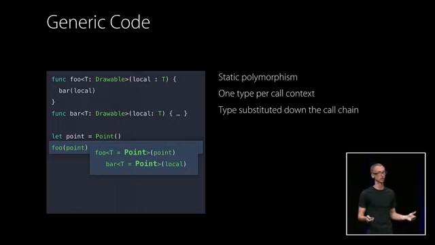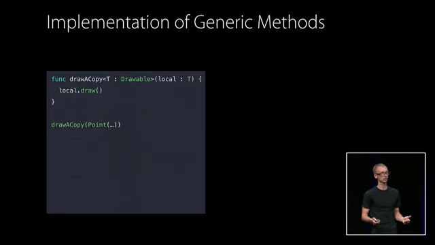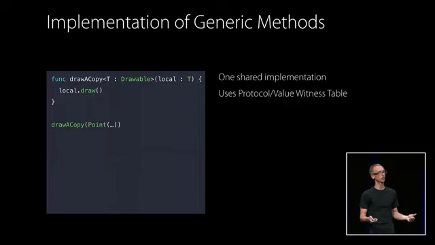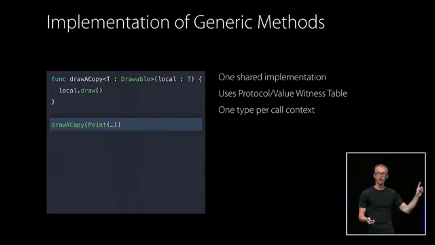So let's take a look how Swift implements this under the hood. Again, coming back to our drawCopy function. In this example, we pass a point. Like when we used protocol types, there's one shared implementation. And this shared implementation, if I would show you the code like I did before for protocol types, the code would look pretty similar. It would use protocol and value witness table to generically perform the operations inside of that function. However, because we have one type per call context, Swift does not use an existential container here.